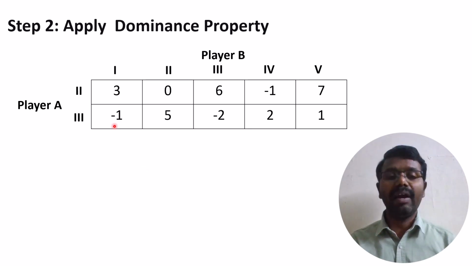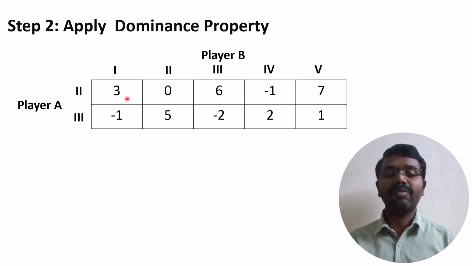Now let us compare the first strategy with the second. Here 3 is dominating in the second strategy, but the first strategy is not dominating the second when you compare the other entry. Now let us compare 1 with 3. Here 6 is dominating 3, but minus 2 is not dominating minus 1. Again, you compare 1 with 4. So 3 is dominating minus 1, but minus 1 is dominating 2. 3 is dominated by 7, but minus 1 is also dominated by 1.